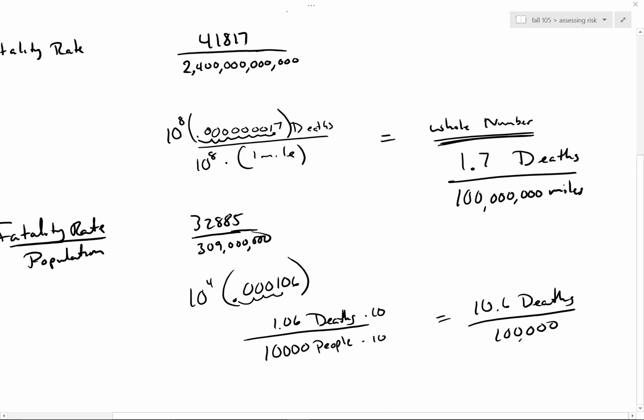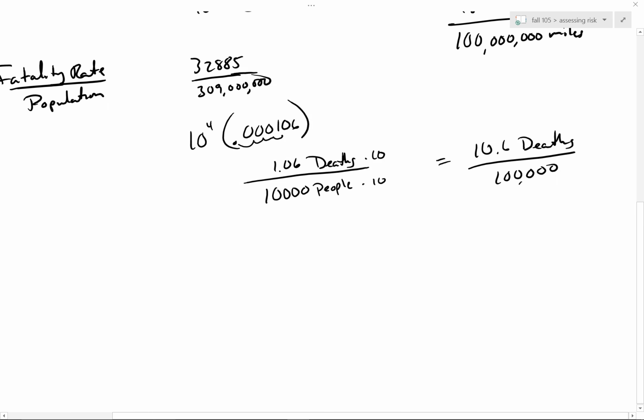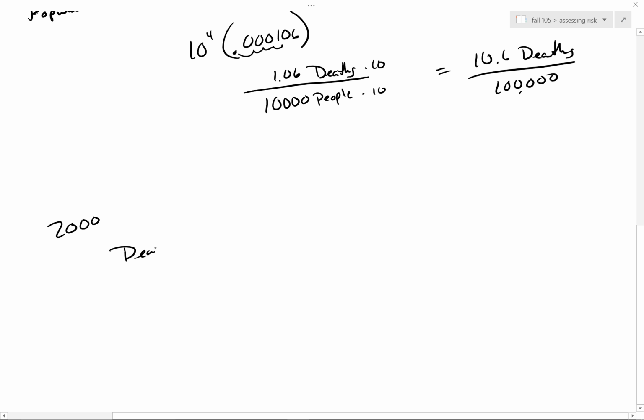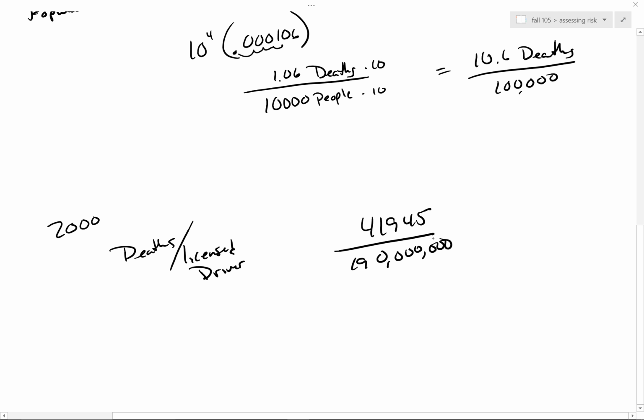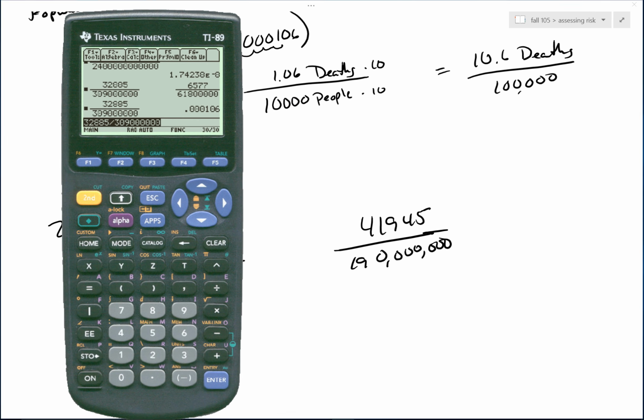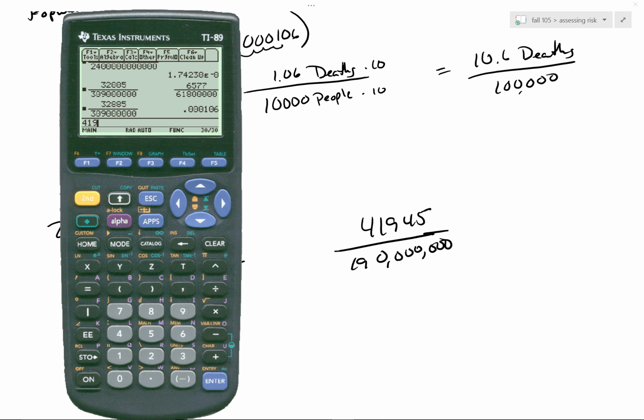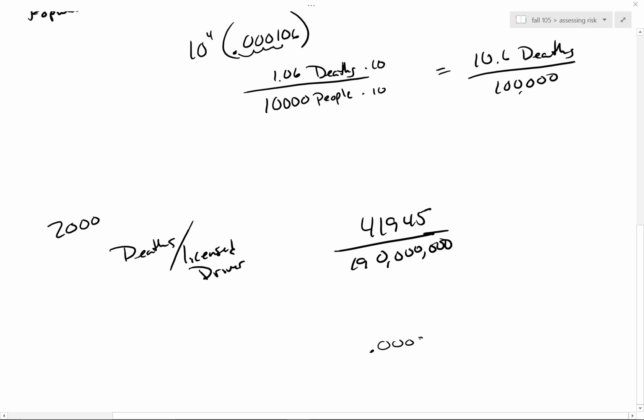All right. And another one here. Let's do deaths per licensed driver in the year 2000. So there were 41,945 deaths divided by 190 million licensed drivers. And let's see what this comes out to be. So it's going to be 41,945 divided by 190. So 0.0001. That's deaths per one licensed driver.